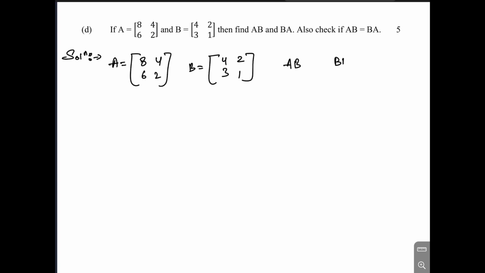Next problem, if A equals 8462 and B equals 4231, find AB as well as BA. Also check if AB equals BA. Given data: A equals 8462, already given in the question, and B equals 4231. Now we have to first multiply AB and then BA, and then check whether both the matrices are same or not.